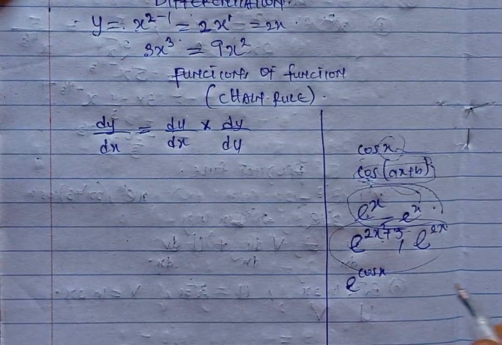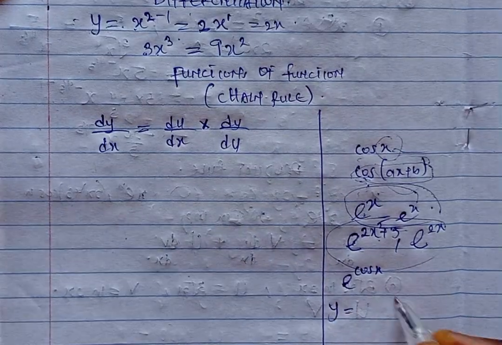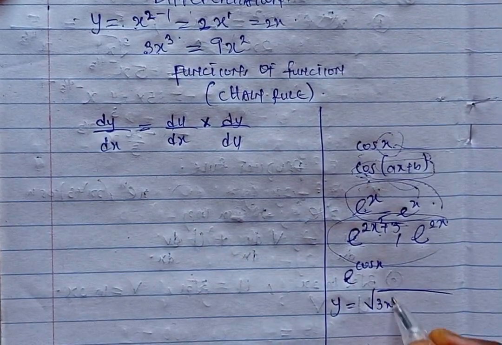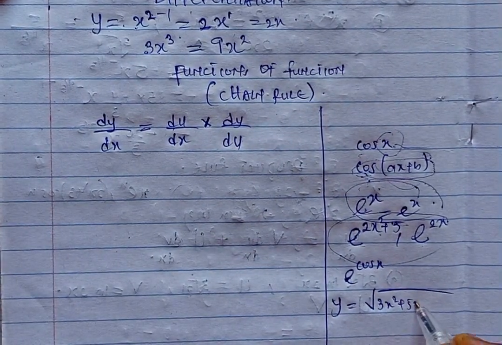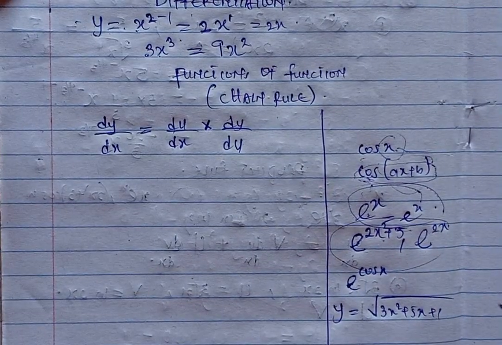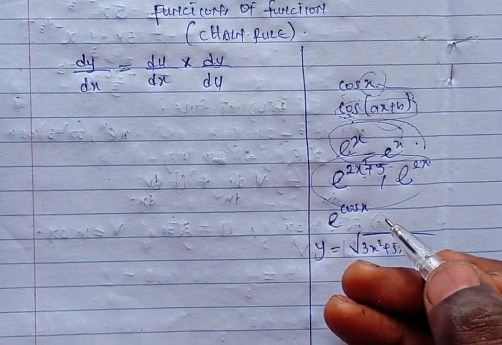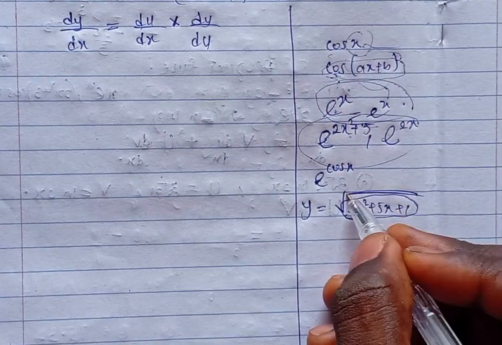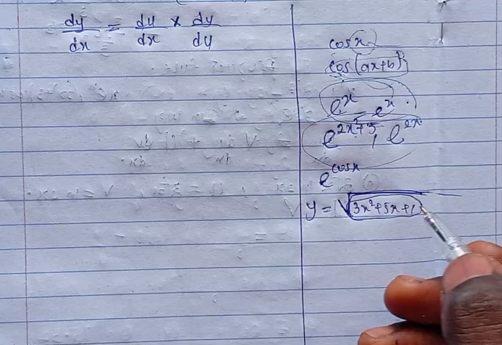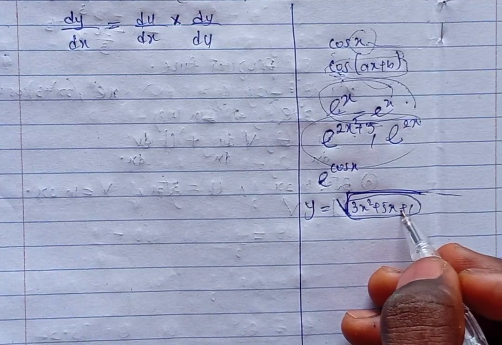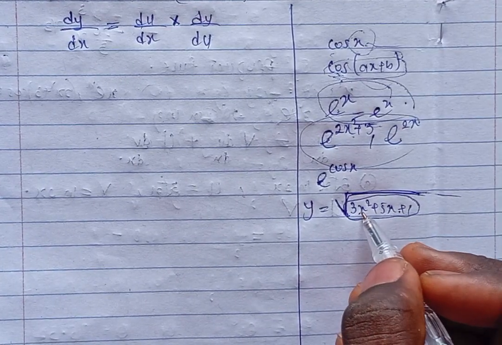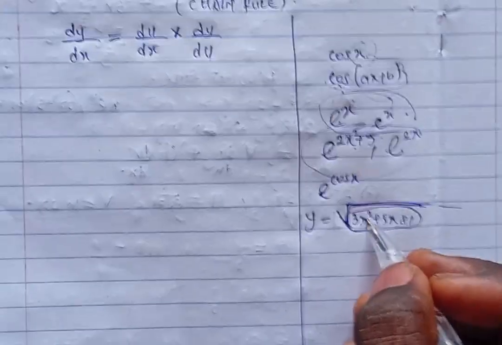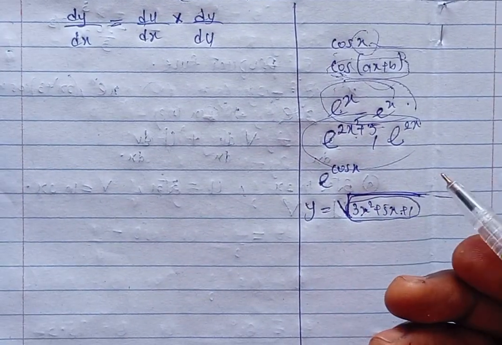Okay, you have something like y is equal to the square root of 3x squared plus 5x plus 1. You will have to use the chain rule, because you can't just differentiate this one directly. This square root will make you use what? The chain rule, because you can't just differentiate everything like that. Do you understand? So how are you going to go about it?